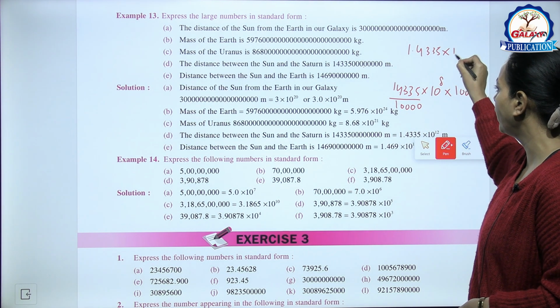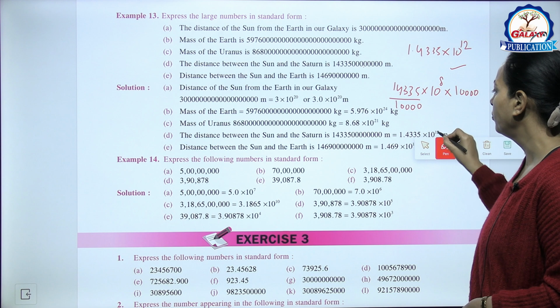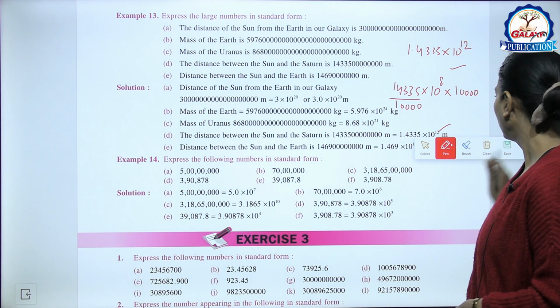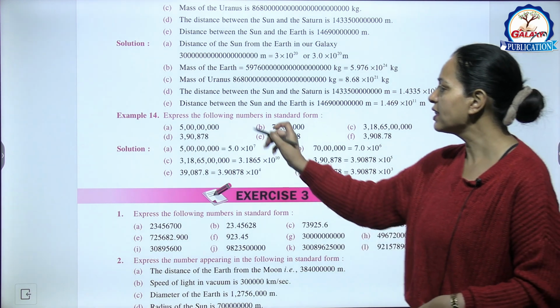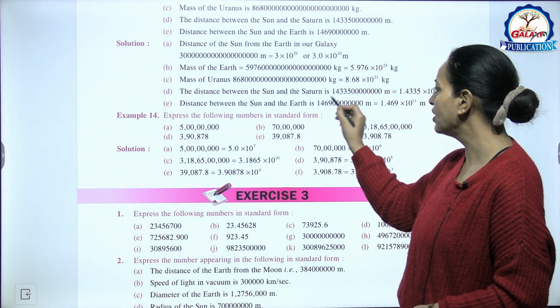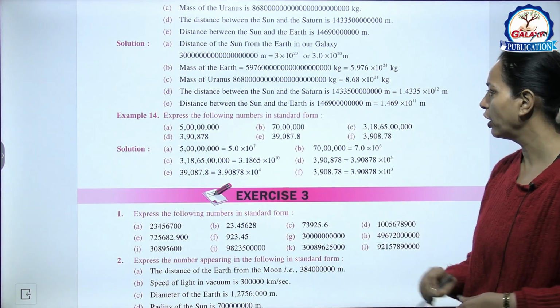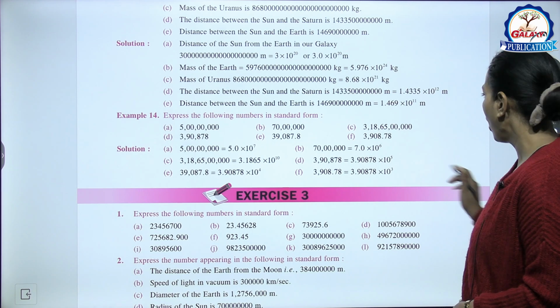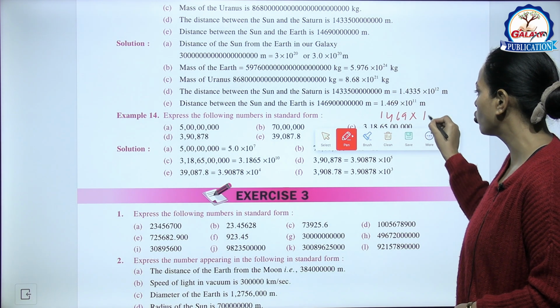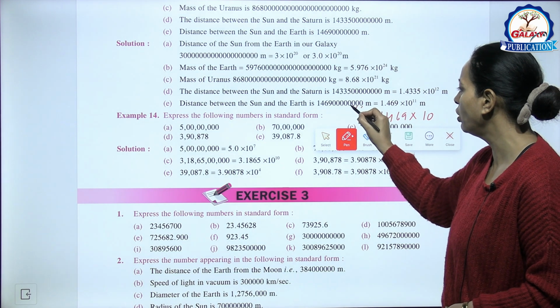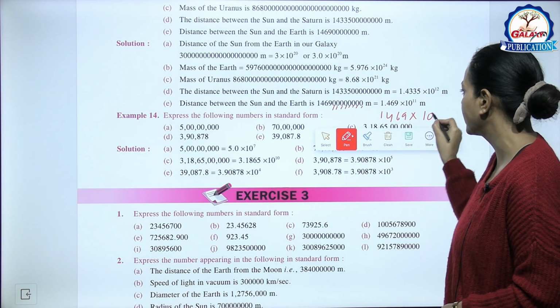1.4335 into 10 raised to the power 12 meter. Right? I hope these are clear to you. Now see the next one, E part, the distance between the Sun and the Earth is this much. So how can we write it? We can write 1469 into 10 raised to the power 8.